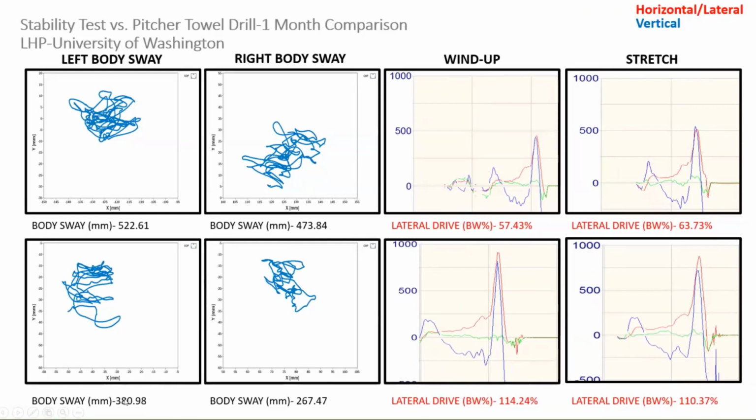But we saw a comparison in lower stability and working on that lateral drive. And this pitcher went to the University of Washington and was drafted last year in the amateur draft for Major League Baseball. So we're looking at anything above about producing force more than 65% of your body weight with your lower half puts a lot less stress on your arm.